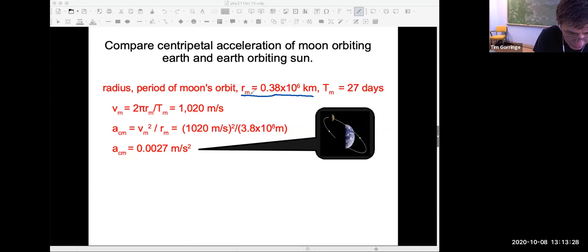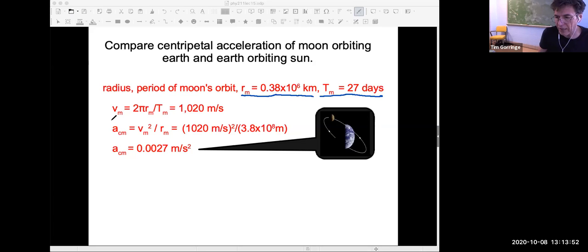Here's the radius of the moon's orbit in kilometers. And here's the period of the moon's orbit. So the radius of the moon's orbit is about 0.4 million kilometers. And the period, as you know, is about a month, it's 27 days.